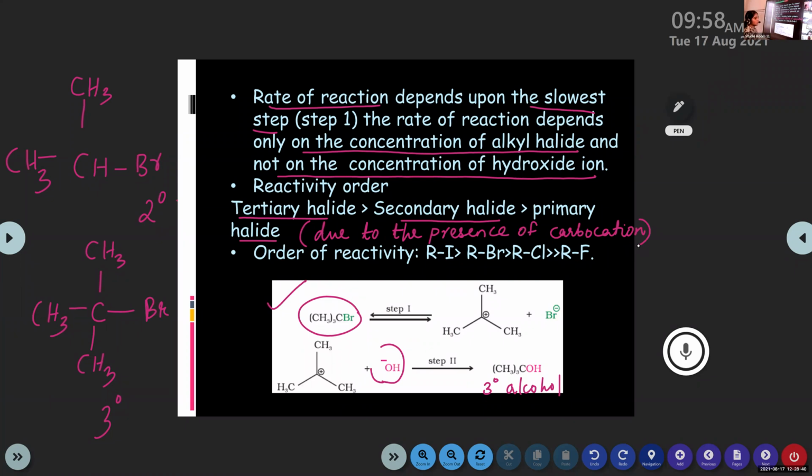The tertiary carbocation is more stable compared to secondary and primary. So the reactivity also follows the same order. Tertiary halide is greater than secondary halide, which is greater than primary halide. Okay, this is clear? Any doubt, children? Any doubt? Nothing, right? Shall I move to the next point?